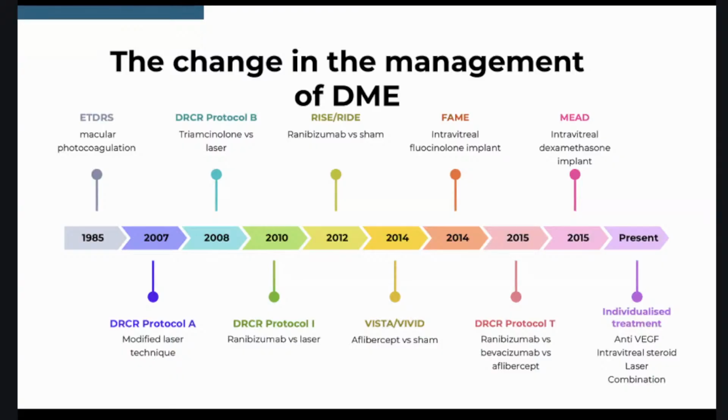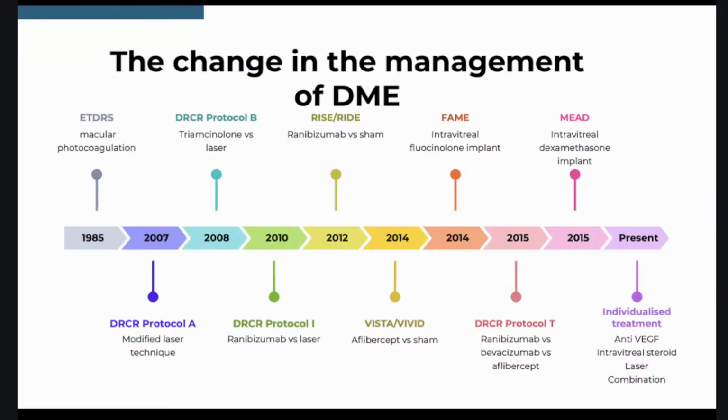1985, the ETDRS was published, and that established macular laser as the gold standard of treatment for macular edema. And then for many years, that was the only treatment available. There was, in the early 2000s, Protocol A was published by the DRCR network that showed a more safer parameters for the laser. And it also showed that we should be doing focal laser to the microaneurysms, which previously wasn't done. And so that was an important addition. But for nearly 20 years, macular laser was the only treatment.